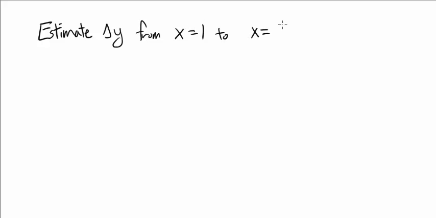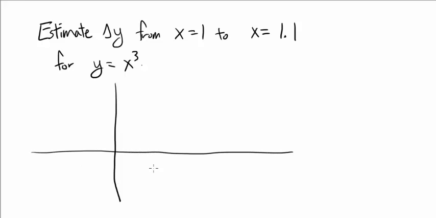Let's say we want to estimate the change in y from x equals 1 to x equals 1.1 for y equals x cubed. Let me draw out what I'm talking about. Let's say we have a graph of y equals x cubed going like this, and we can evaluate this function at x equals 1, which should get you an output of 1 because 1 cubed is 1.